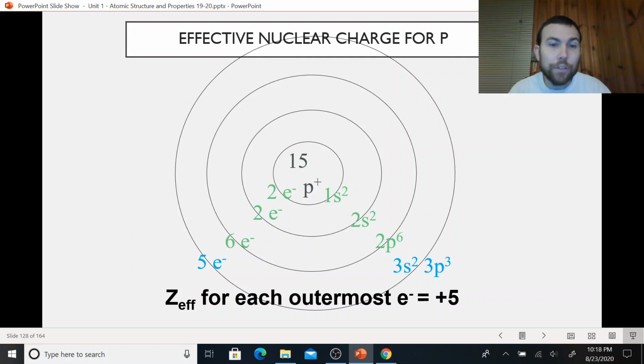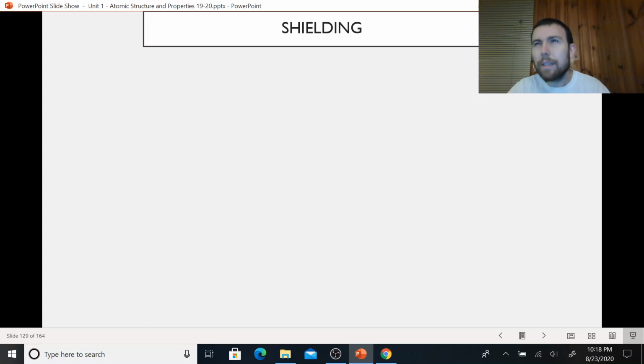If we look at phosphorus, for example, phosphorus has 10 core electrons just like everything else we've looked at, but then you've got that 3s2, 3p3, so those 5 electrons each experience an effective nuclear charge of +5. Now, effective nuclear charge, I think you probably have a good grasp of how that works. You're just looking at the atomic number, the total number of electrons, subtracting the core electrons from it to come up with this value.